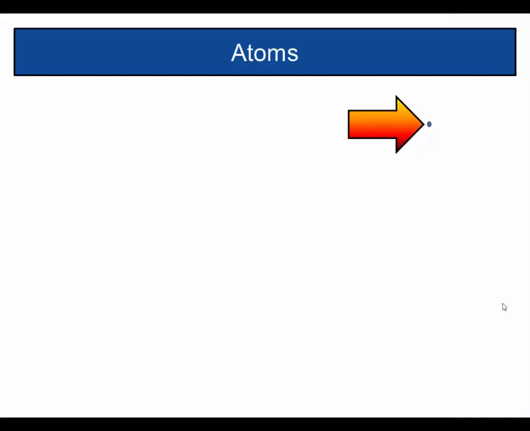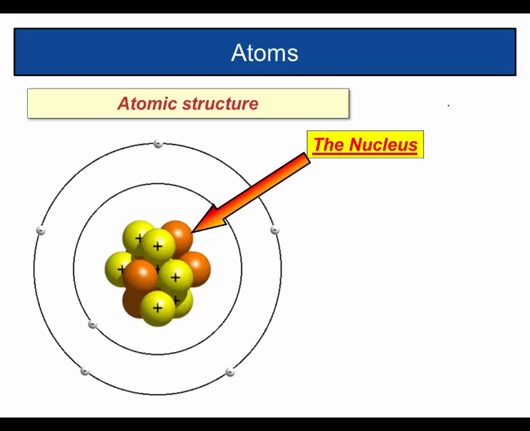Atoms. Now atoms are very, very small. See this little dot on this page? In that dot there will be billions and billions of atoms, so it's a bit hard to imagine, isn't it? Well, the atomic structure was first put forward by a guy called John Dalton, and all subsequent structures have been developed on that really. But everything starts with the nucleus.